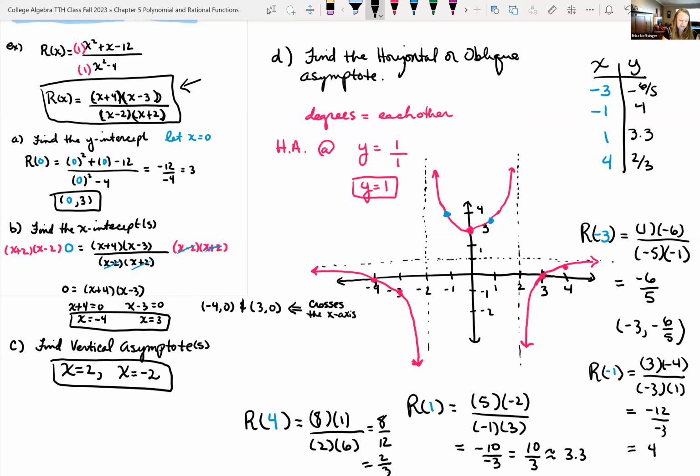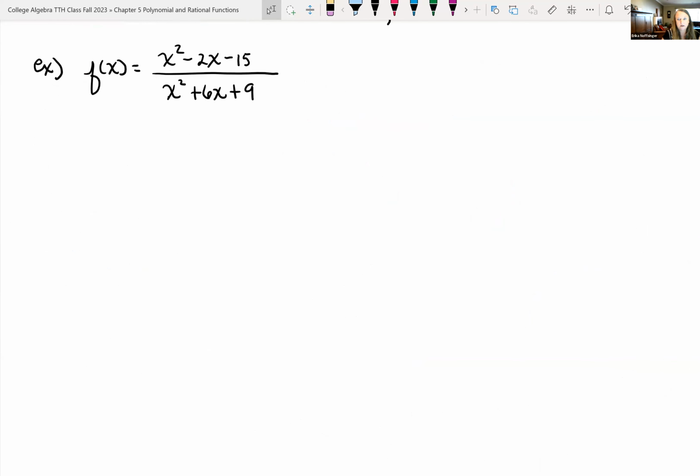So it looks like we have time probably to do one more and then stop for the day. So let me pull up one more question for you. Our next example, f of x is equal to x squared minus 2x minus 15 all over x squared plus 6x plus 9. So you should be able to graph this rational function. On an exam, I would probably break it down for you and ask you different pieces, like find your intercepts.